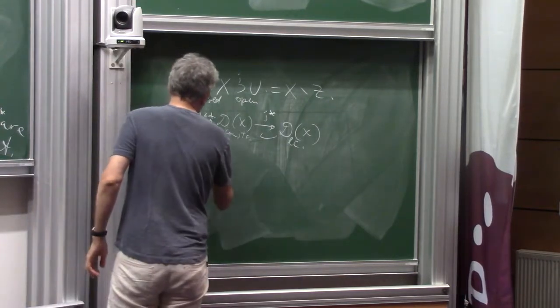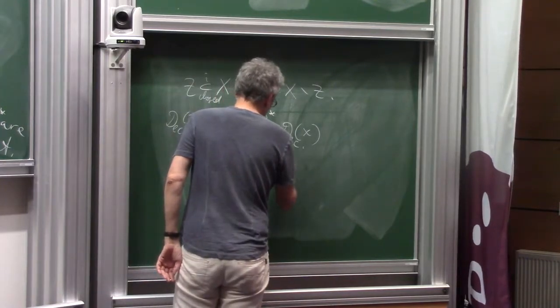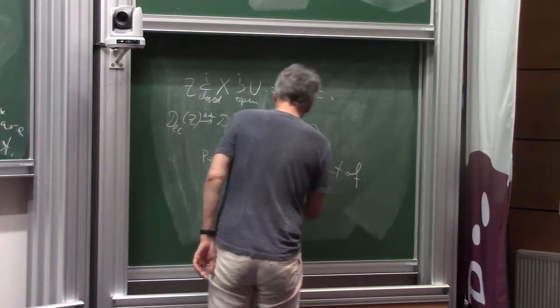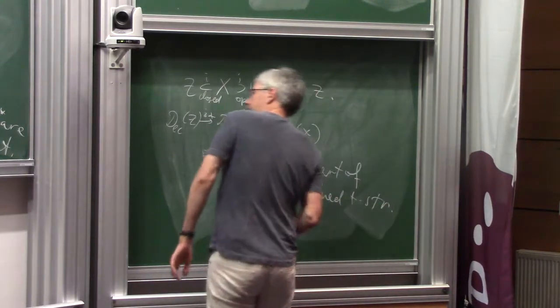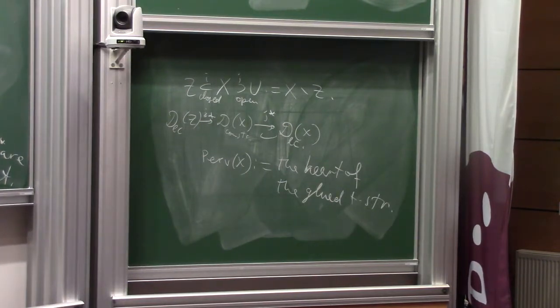So by definition, perverse sheaves on X with respect to the stratification is the heart of the glued T structure. And the heart of any T structure, say on this D, is just by definition the intersection of D less than or equal to 0 and D greater than or equal to 0. Though the category D was triangulated, this will be an abelian category. And this is some formalism which allows you to extract these abelian categories.